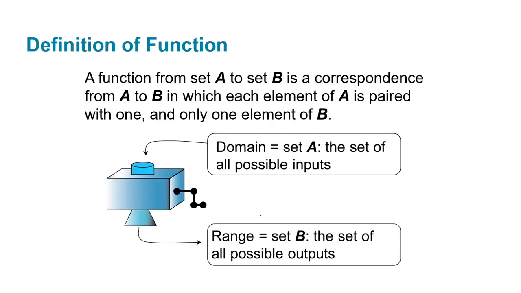Let's look at the definition of a function. A function from set A to set B is a correspondence from A to B in which each element of A is paired with one and only one element of B. The domain is equal to the set A, the set of all possible inputs. So the set of all possible inputs is known as the domain. For the range, that's equivalent to set B, which is the set of all possible outputs. All of the possible outputs is the range.